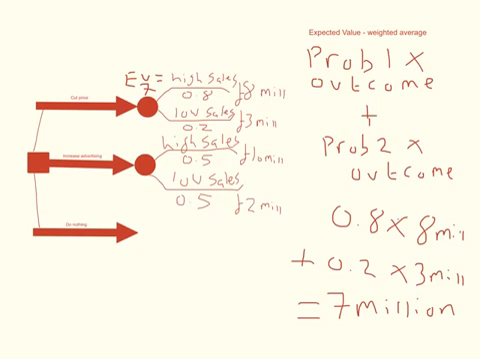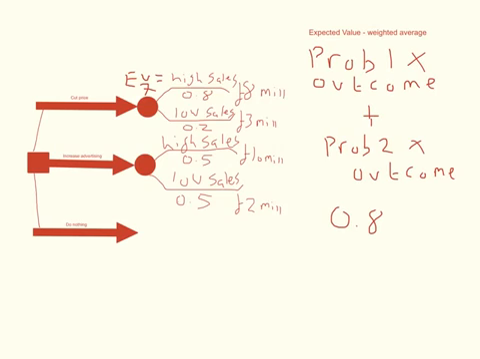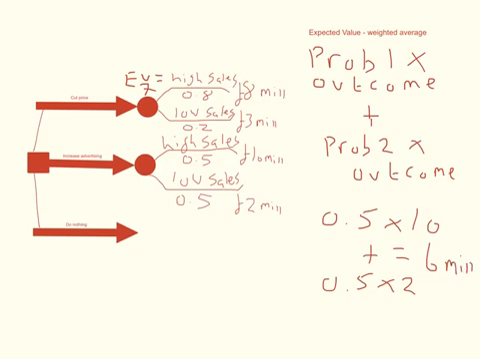So we can clear this bit here, and then we can start again. So it's the same formula. It's the probability of 1, 0.5, times the outcome of 1, which is 10, plus the probability of 2, which is 0.5, times the outcome, which is 2. So let's record that. We've got 0.5 times 10 plus 0.5 times 2, which will equal 6 million. Again, we'll record this 6 million above the circle.